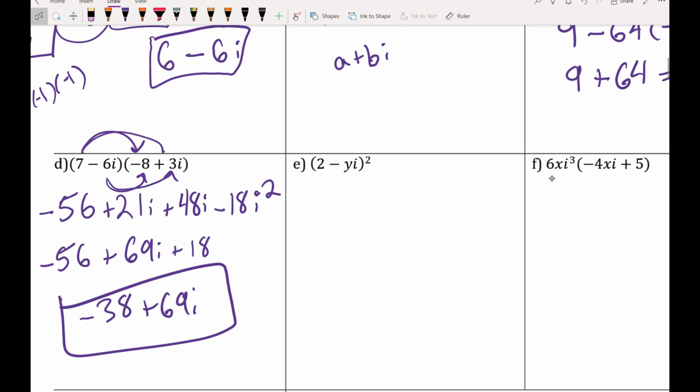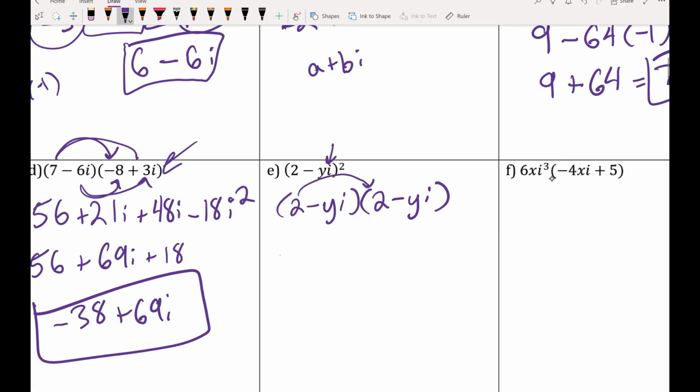For E, even though it looks a little different than part D, it's actually a very similar problem. If I have a binomial squared, remember you've got to write it twice, and do that same process of distributing. Even though I've got a variable here, that y, all of my rules still hold true. I still multiply the first term to the first term to get 4. 2 times minus yi is minus 2yi. Minus yi times 2 is minus 2yi. And now a minus yi times a minus yi becomes positive y squared i squared.